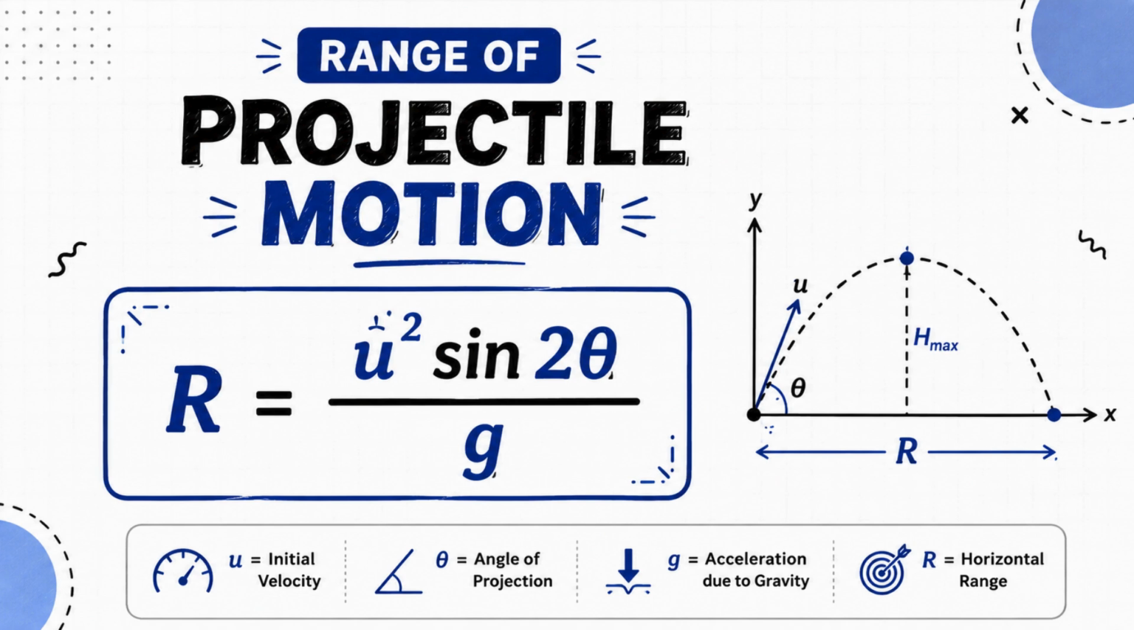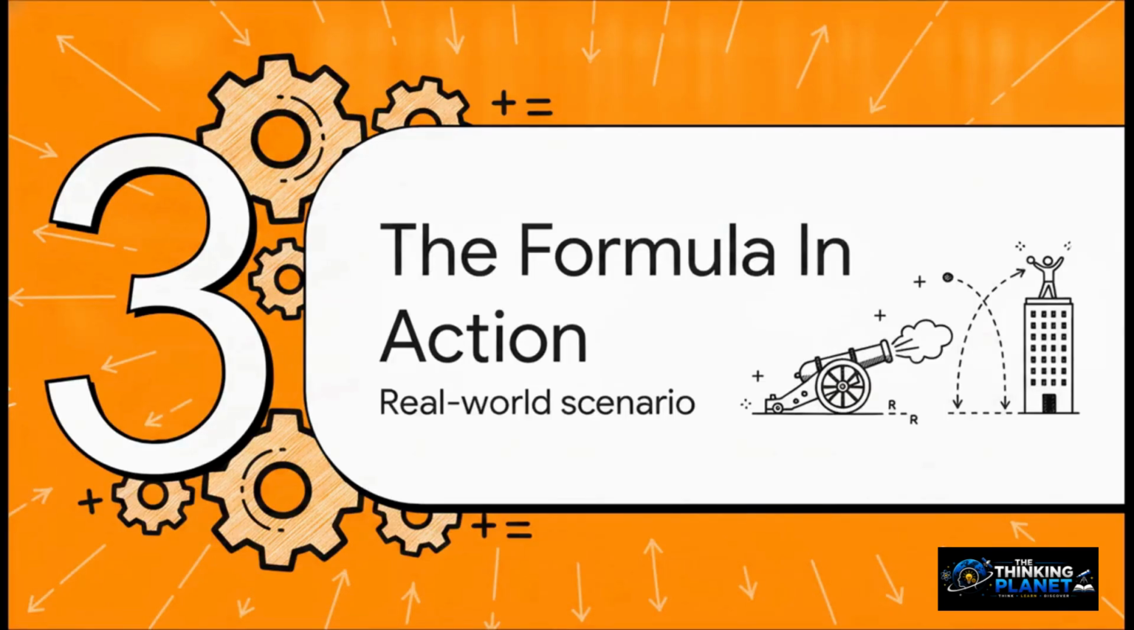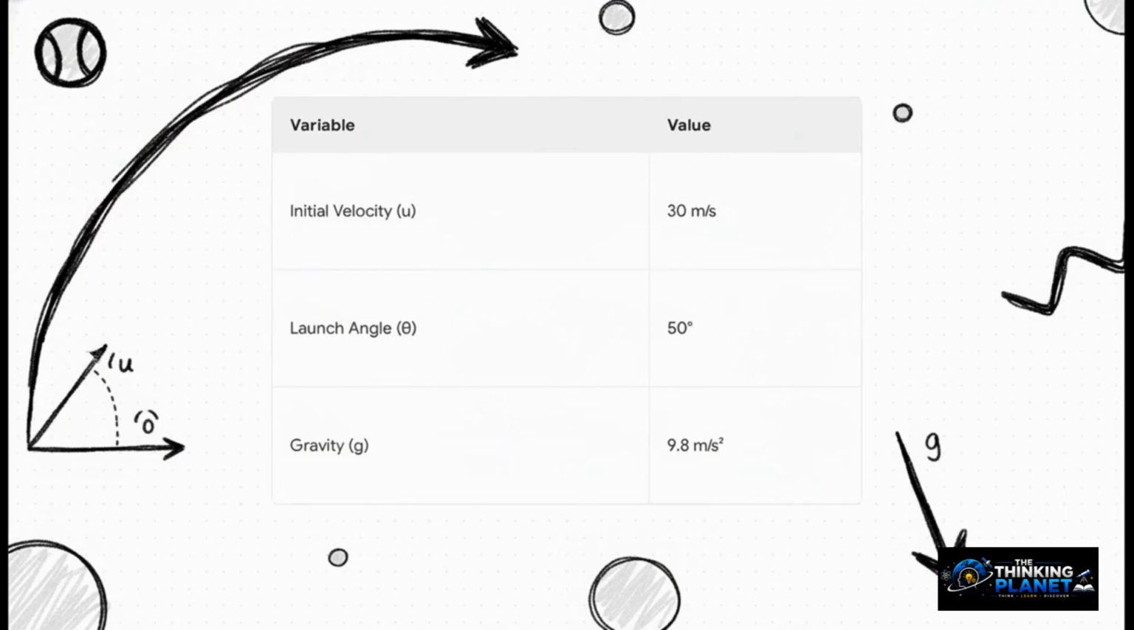No guesswork required. Part 3, the formula in action. Let's look at a real-world scenario to prove this works. Imagine we're throwing a ball, and we manage to capture the exact conditions of the launch. Here are the precise variables from our source scenario. We have an incredibly strong initial velocity, our u, of 30 meters per second. The ball is released at a launch angle, or theta, of 50 degrees. And of course, since we're here on Earth, our gravity variable, g, is a constant 9.8 meters per second squared.